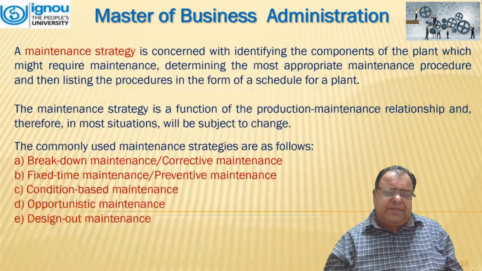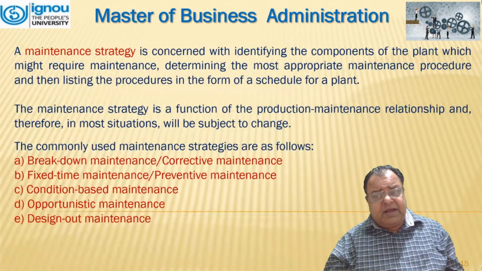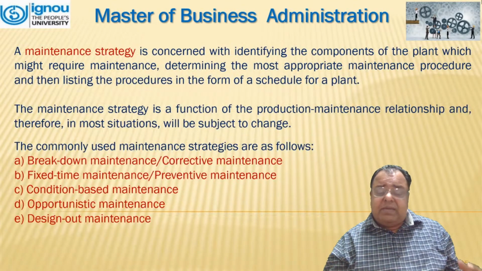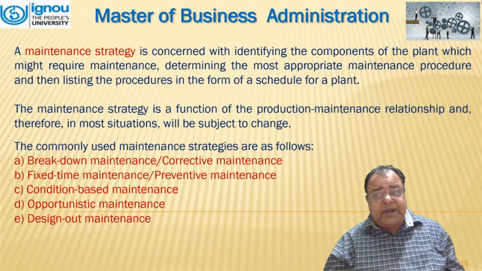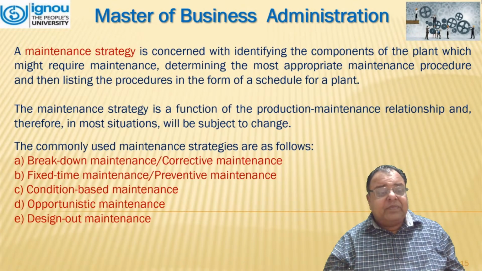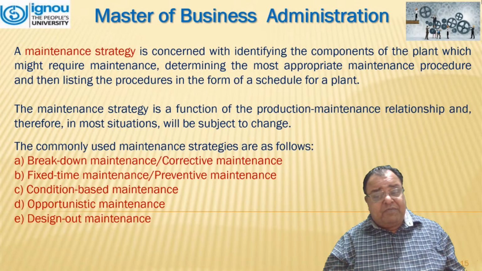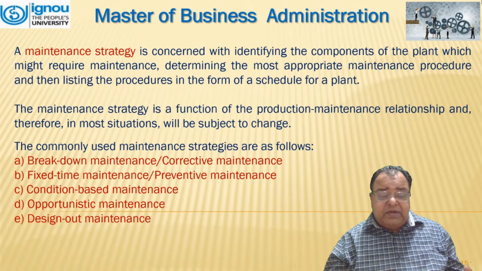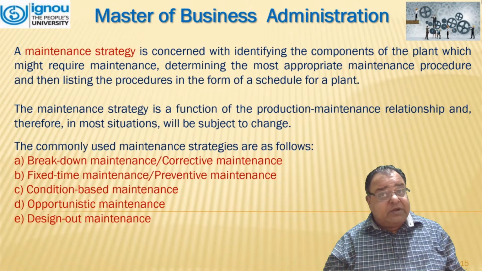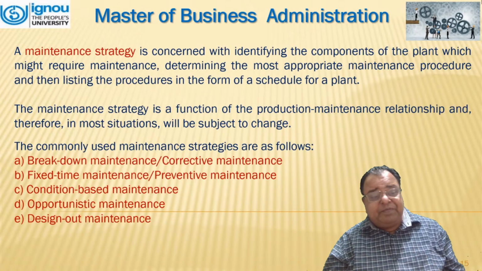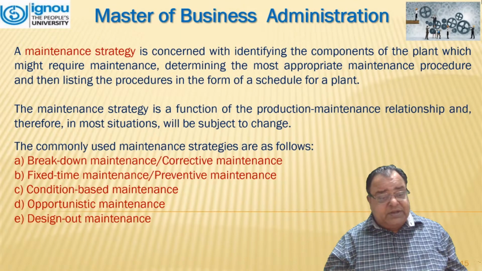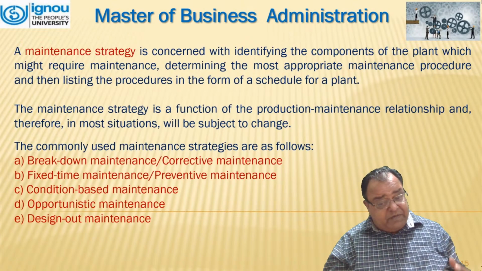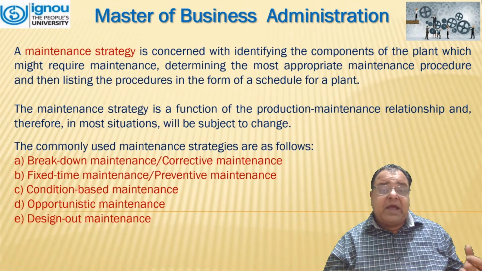A maintenance strategy is concerned with identifying the components of the plant which might require maintenance, determining the most appropriate maintenance procedure, and then listing the procedure in the form of a schedule for a plant. The maintenance strategy is a function of the production maintenance relationship and therefore in most situations will be subject to change depending upon the conditions prevailing. The commonly used maintenance strategies are breakdown maintenance or corrective maintenance, fixed time maintenance or preventive maintenance, condition based maintenance, opportunistic maintenance, or design out maintenance.